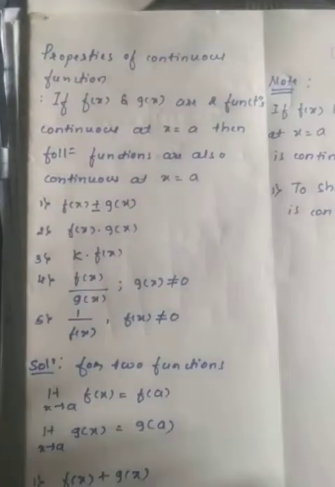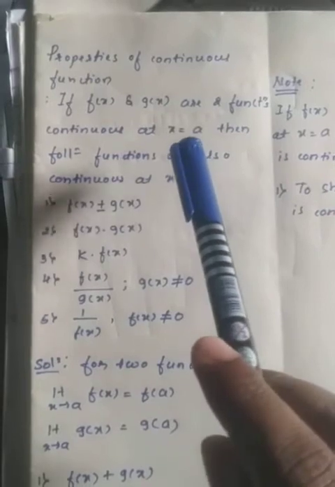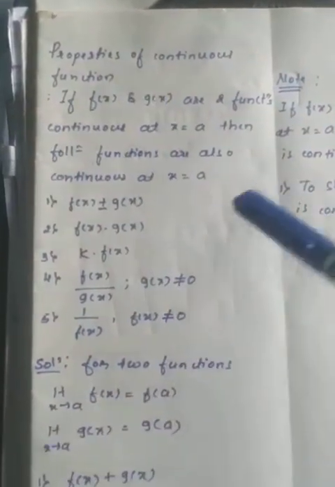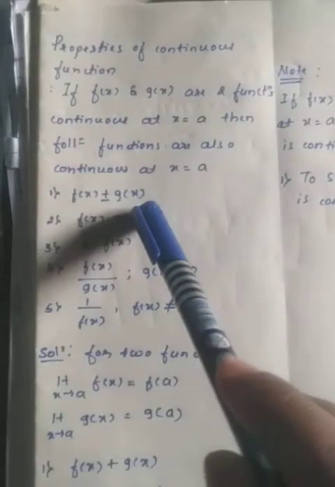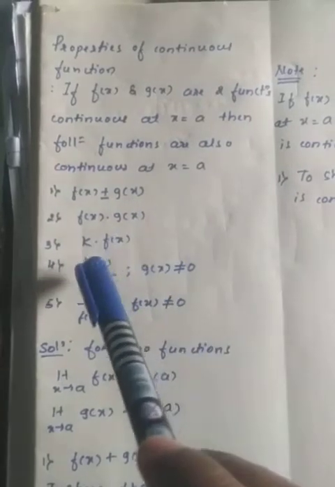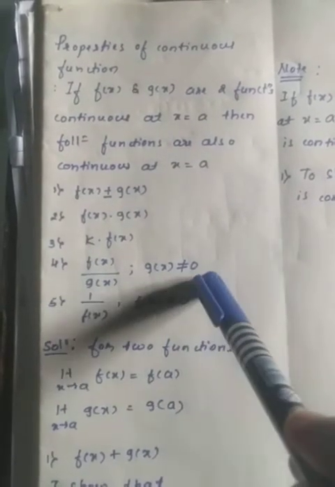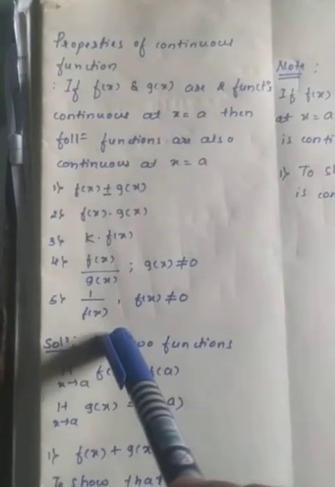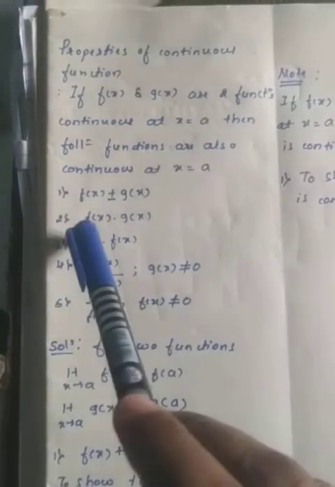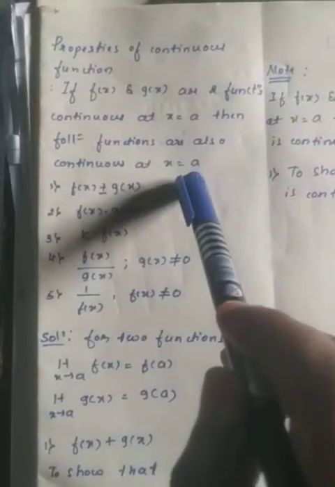So now we are going to learn the properties of continuity. In continuity we have four properties: f of x plus g of x, f of x minus g of x, f of x into g of x, f of x by g of x where g of x is not equal to 0, and 1 divided by f of x where f of x is not equal to 0. So we have to show that all these functions are continuous at x equal to a.